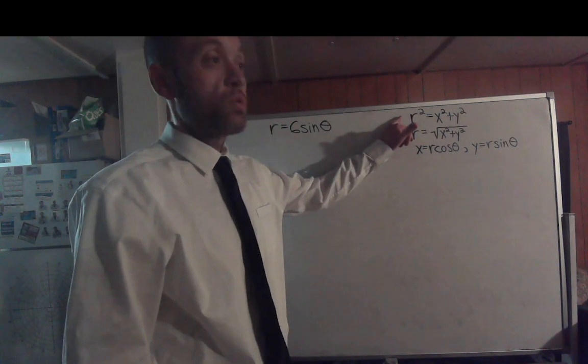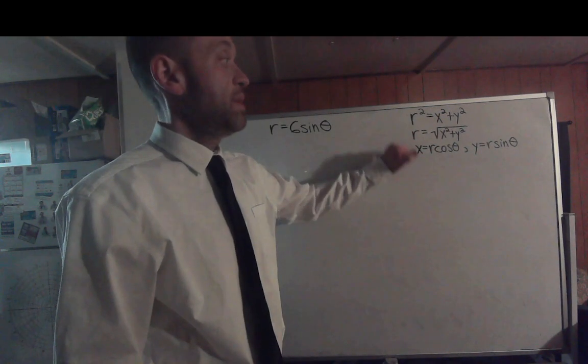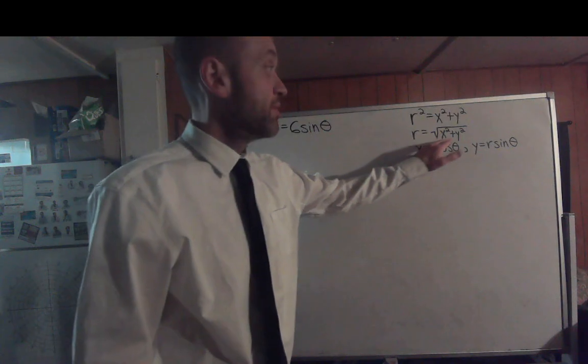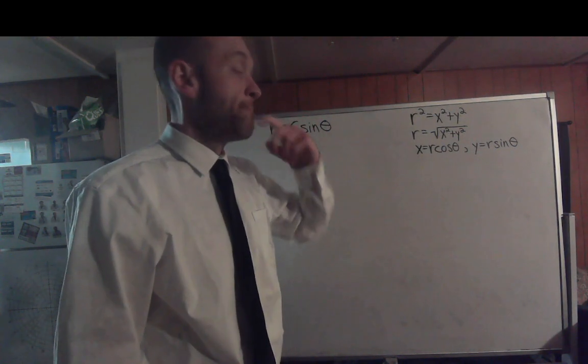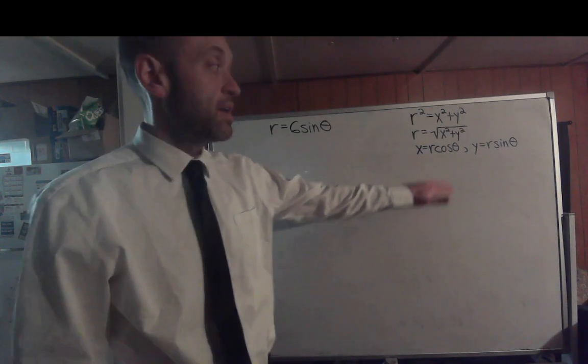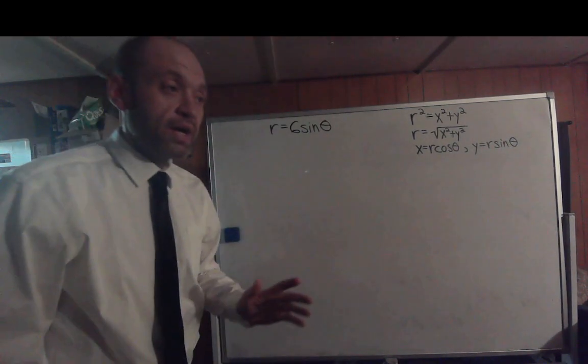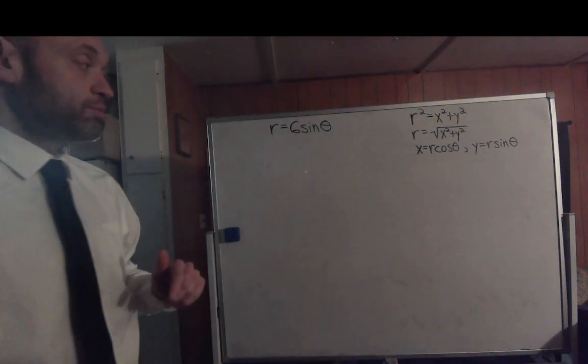We have r squared is equal to x squared plus y squared, which would have to mean that r equals the square root of x squared plus y squared. Also not forgetting that x equals r cosine of theta, y equals r sine of theta. So with that in mind, let's jump into the first example.